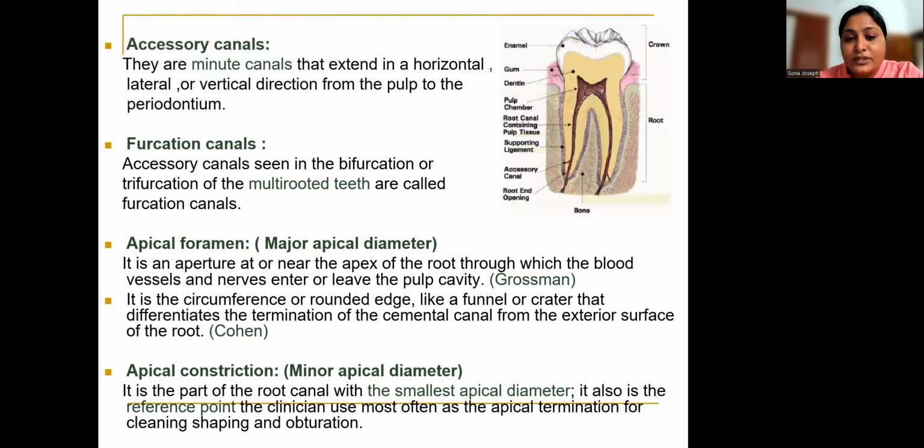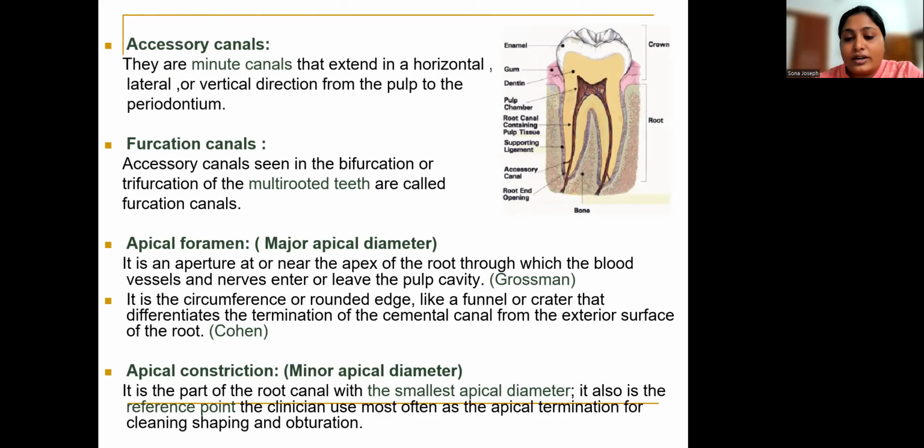Apical foramen is an aperture. Now, different definitions given by different authors are mentioned over here. You may learn any of the ones which are comfortable for you. Apical foramen is otherwise called major apical diameter. It's an aperture at or near the apex of the root through which the blood vessels and nerves enter or leave the pulp cavity, according to Grossman. According to Cohen, it is a circumference or rounded edge like a funnel or crater that differentiates the termination of the cemental canal from the exterior surface of the root.